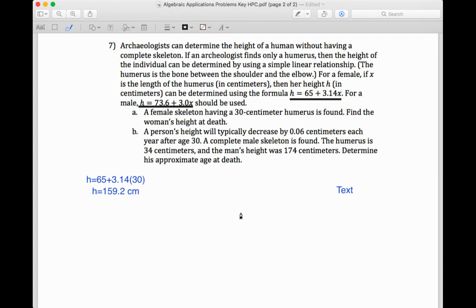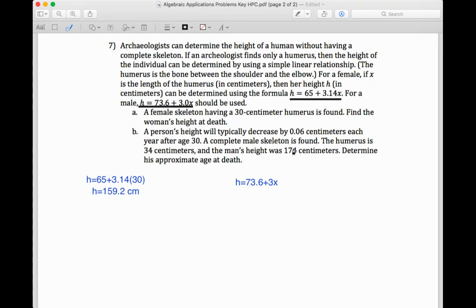We're going to use a similar process for part B. In part B, they actually gave us a little bit more information. So it says that a person's height will typically decrease by 0.06 centimeters each year after the age of 30. So they went ahead and found a skeleton, a male skeleton, so I have to make sure we use the right equation. So we're using the 73.6 plus 3x, where x is still the length of the humerus. It tells us the humerus is 34 centimeters and the man's height is 174 centimeters.